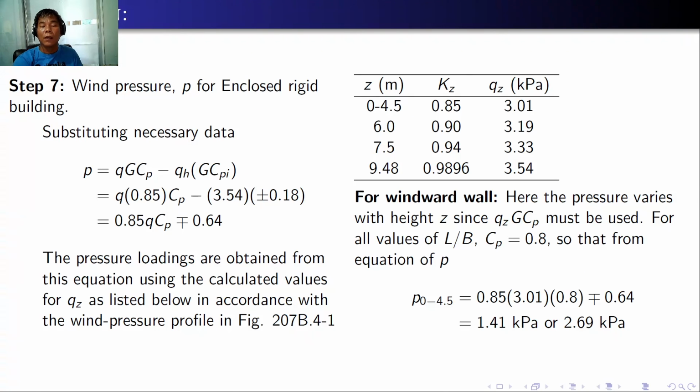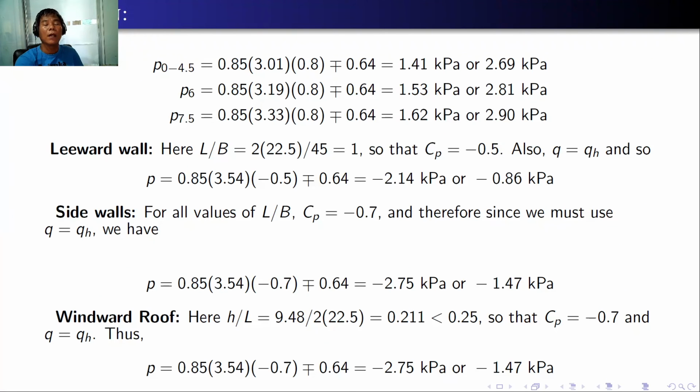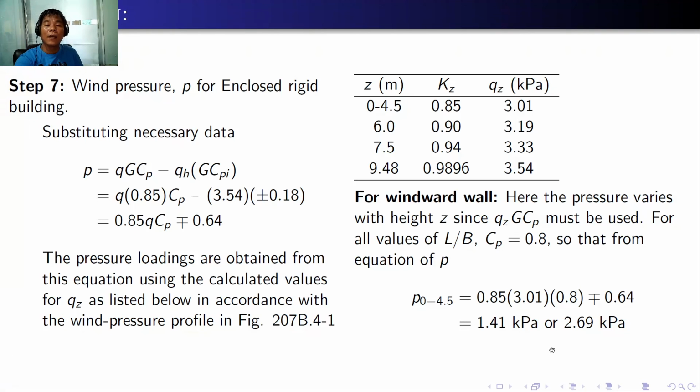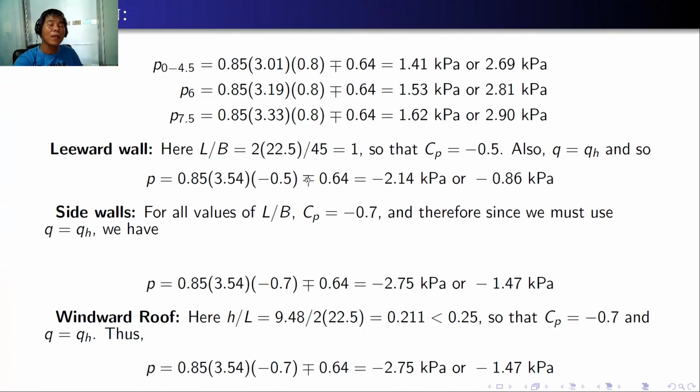I think the value should be almost the same, or actually, sorry, it is correct, because we are using this table: Z 0 to 4.5 with KZ and QZ 3.01. The 3.54 is for a height of 9.48. Sorry for that. For 6 meters, 3.19, and 7.5 meters, 3.33. So that's why the computations at 0 to 4.5, 6, and 7.5 have different values of QZ.